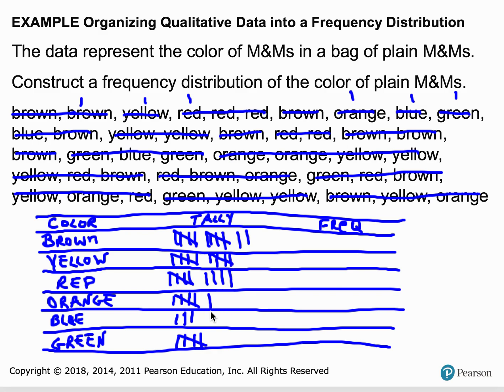So you can see how it's handy to have the tally column. And then you just put your frequencies over here. The number of times that brown occurred was 12. That's how frequently it occurs. 10 for yellow, 9 for red, 6 for orange, 3 for blue, and 5 for green.